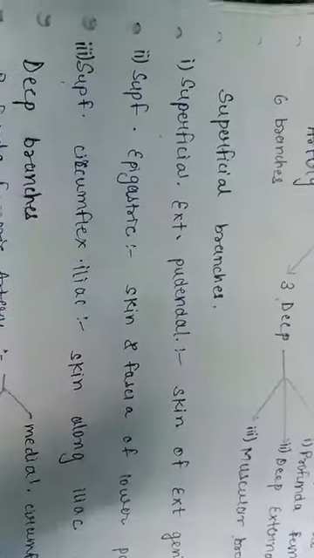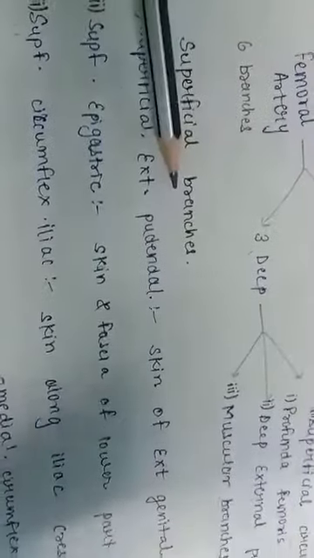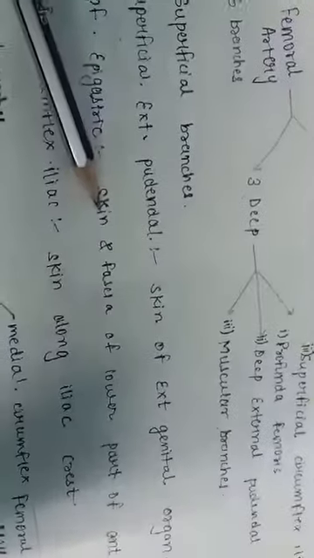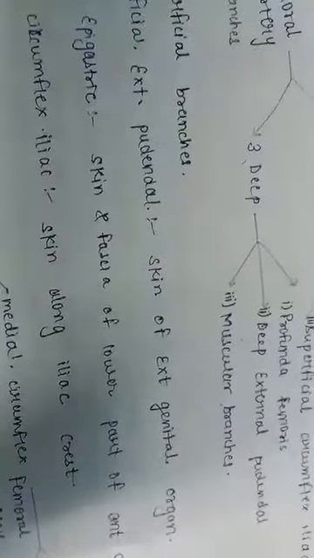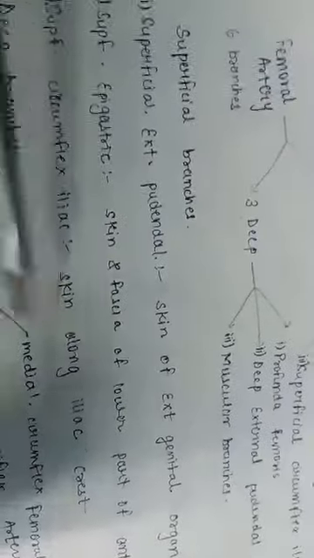Let's study these branches in brief detail. First is the superficial external pudendal artery, which supplies the skin over the external genital organs. Then there is the superficial epigastric artery, which supplies the skin, superficial fascia over the skin, and the anterior wall of the abdomen. Then there is the superficial circumflex iliac artery, which supplies the skin over the iliac crest. Then there are 3 deep branches.